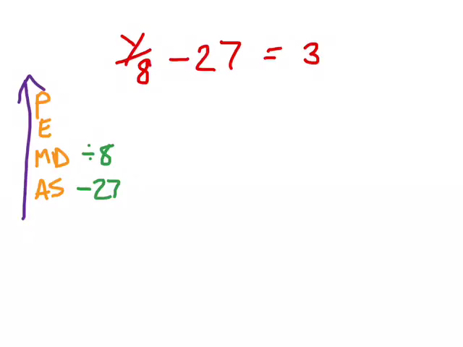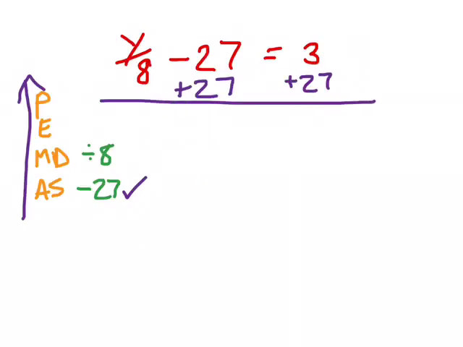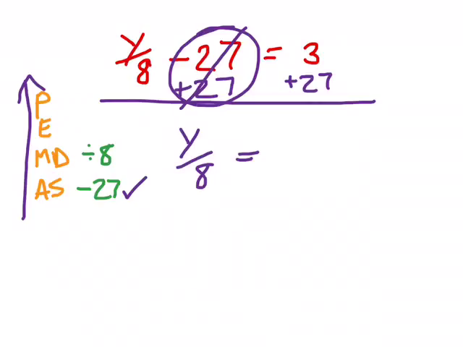So I begin by looking at this minus 27 and undoing that first. The opposite of subtracting 27 is adding 27. And I can eliminate that minus 27 by adding 27 to both sides. Again, maintaining my balance by adding the same thing to both sides in this case. So my minus 27 and my plus 27 go away. That leaves me with y divided by 8 equals 3 plus 27, 30.